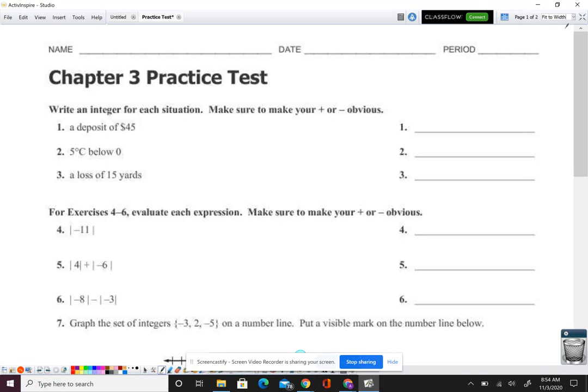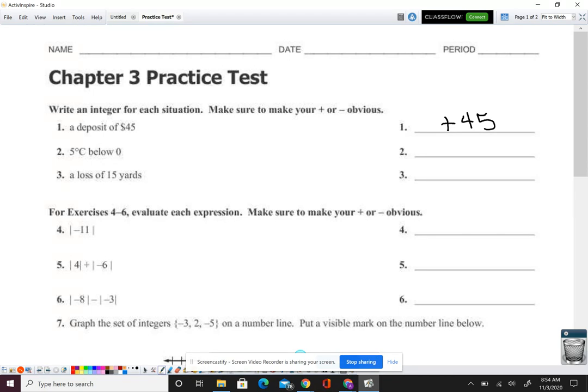Now, obviously, these first few questions, there really isn't any work to them. So a deposit of $45. If you're making a deposit, you're adding 45. I would like you, on the top part of this test, to put a plus or a minus to show me that you know that it's really a plus and that it's really a minus.